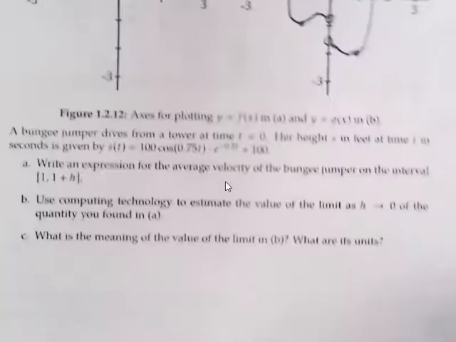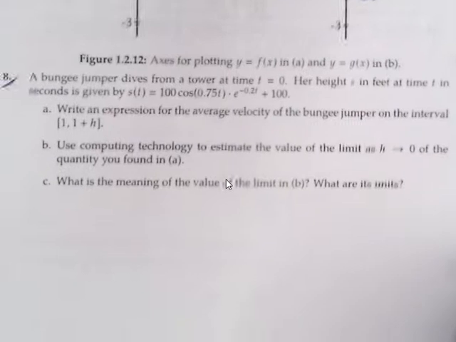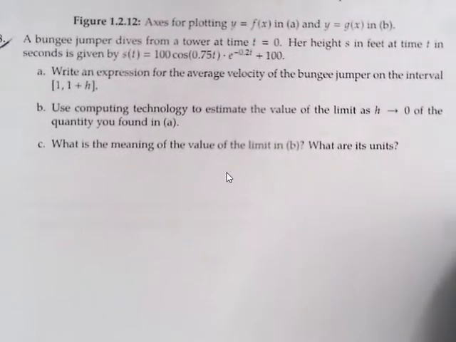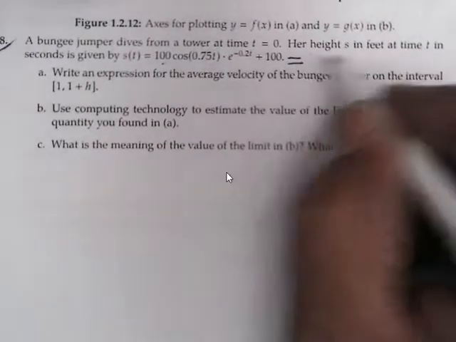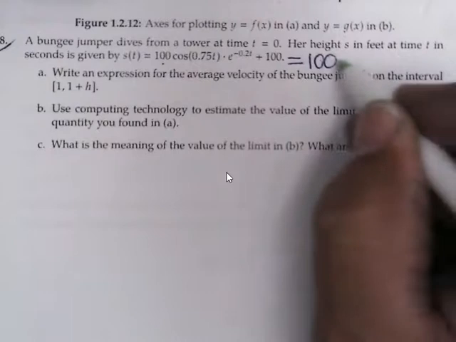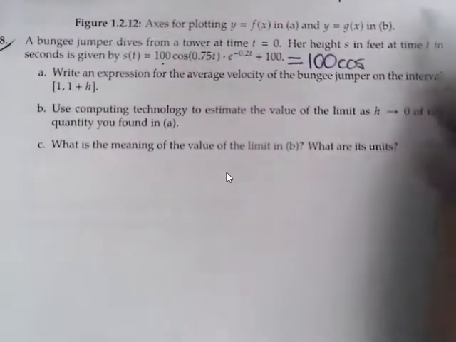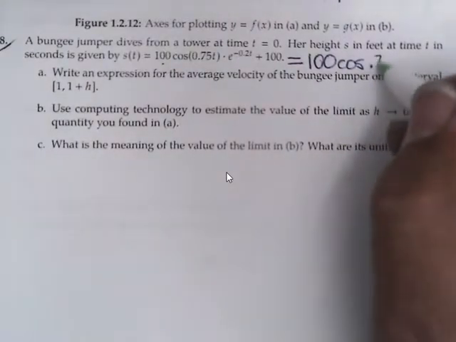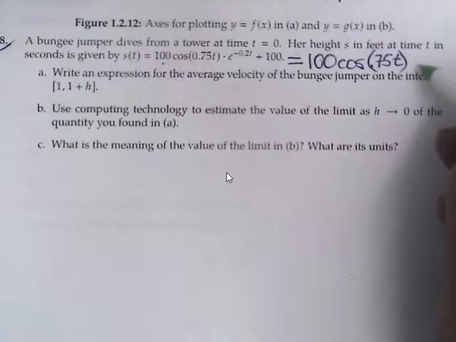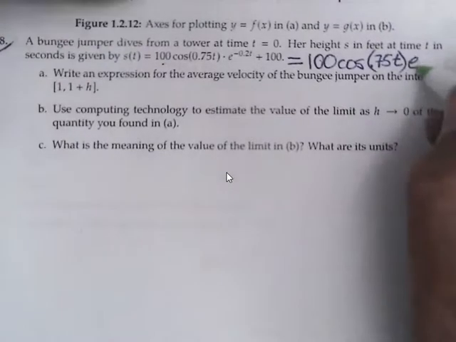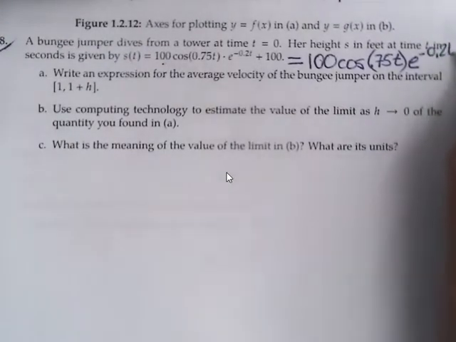Number 8. Last one on this one. Okay. So we got this bungee jumping equation. I'll write it bigger here. 100 cosine of 0.75 t, e to the negative 0.2 t, plus 100.